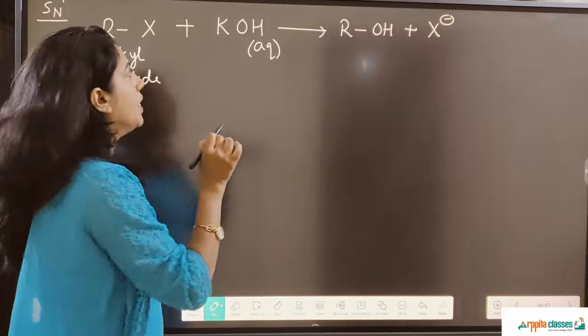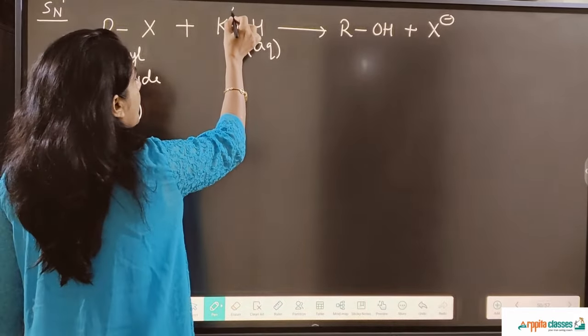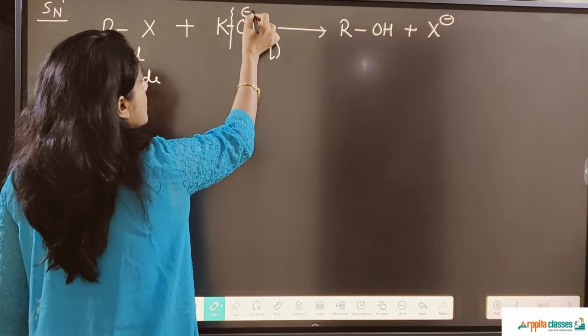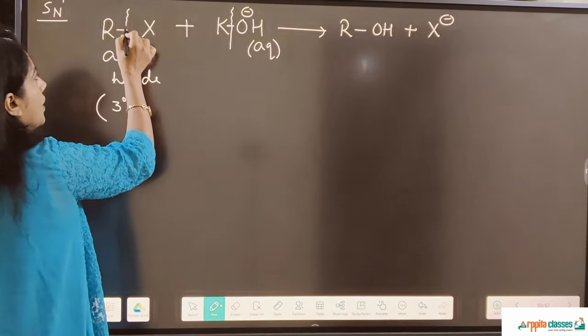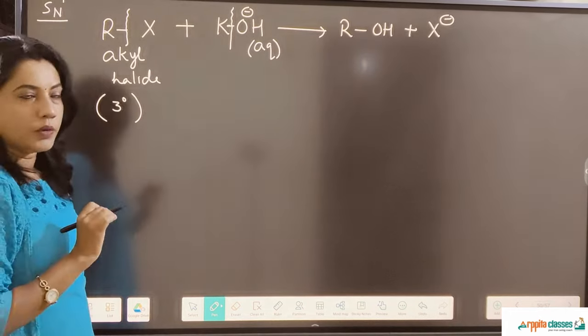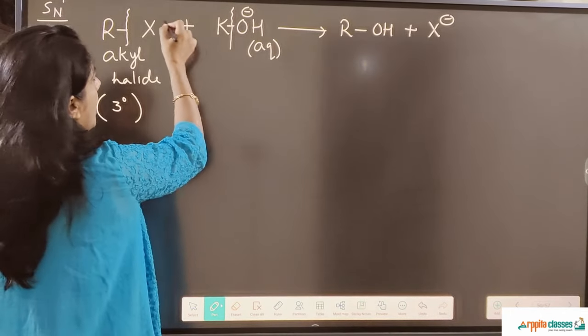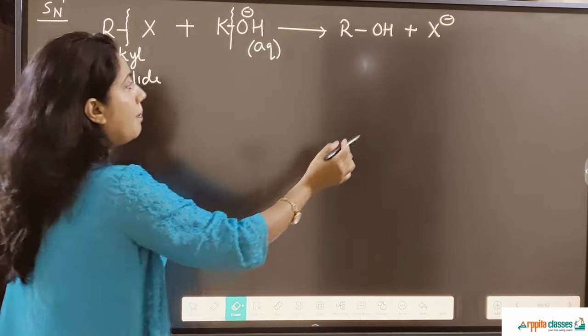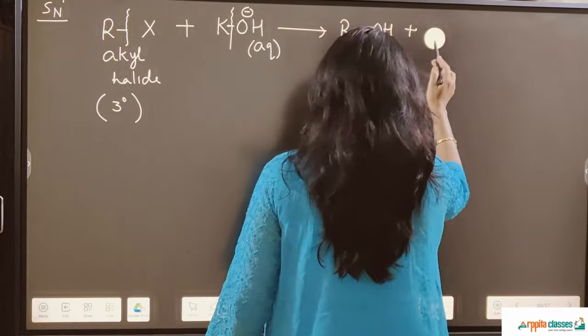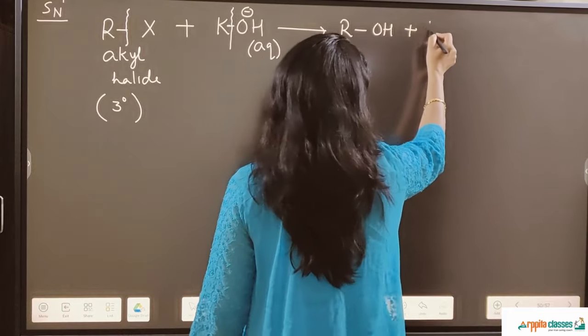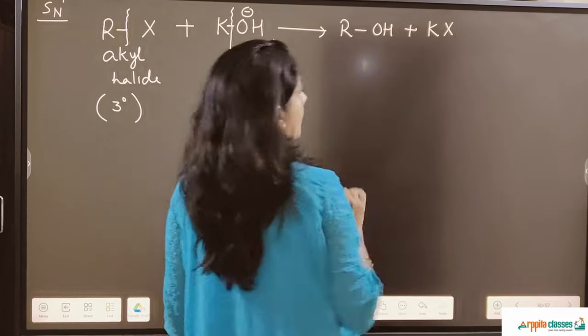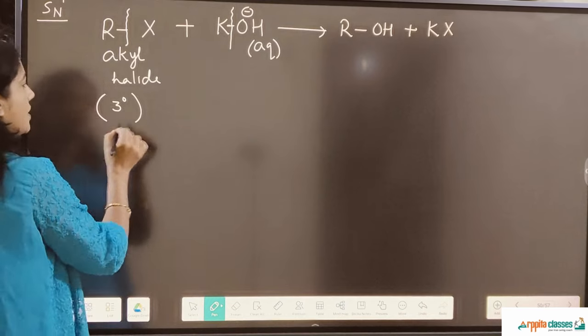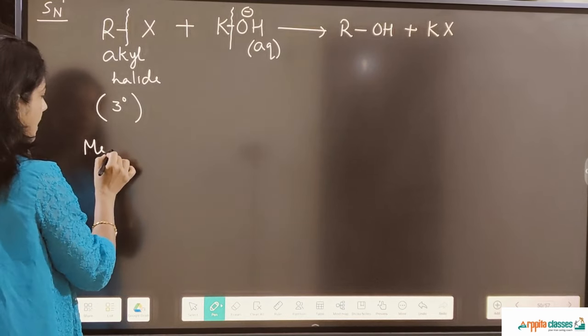So what is happening here? From KOH, the OH minus nucleophile is generated. From here the X minus is coming out. Later on you can understand that K and X will combine together, and therefore the byproduct here will be KX. So this is the thing. Now what is the mechanism of this reaction? Let us find out the mechanism.